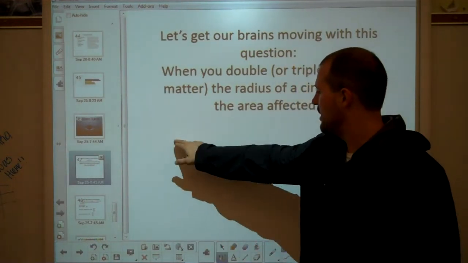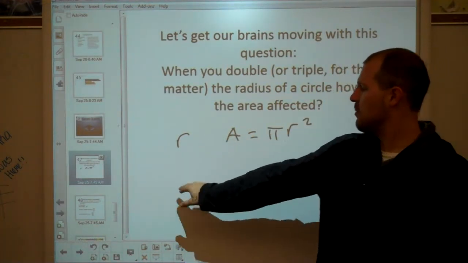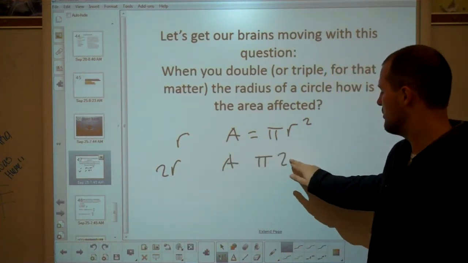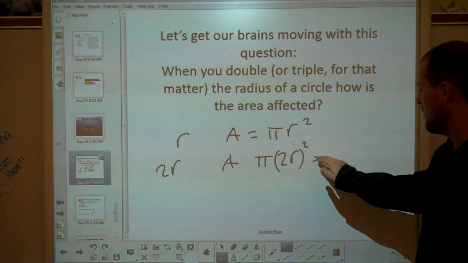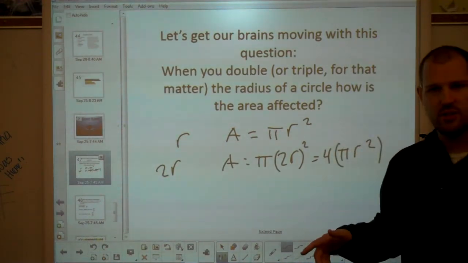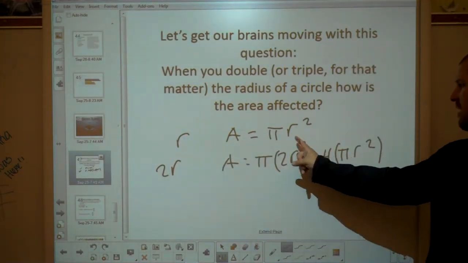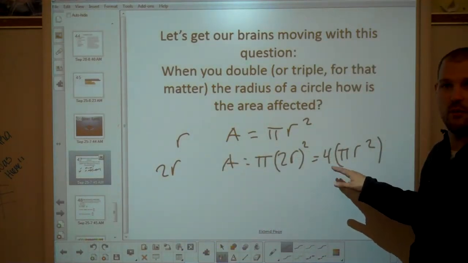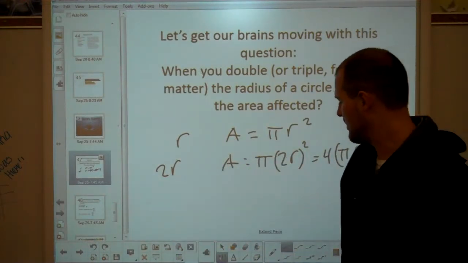So if we look at a circle that has radius r, then its area is pi r squared. If we double that radius, we get 2r, and then its area is pi times 2r squared. But we can see that when we simplify that, the 2 gets squared, and we get 4 pi r squared. So what this illustrates is that by doubling the radius, we end up with a circle that has 4 times the area of the original. Okay, so doubling, and that means we're getting 4 times the area. So the rates are related. Increasing the radius increases the area, but they're not increasing at the same rate.